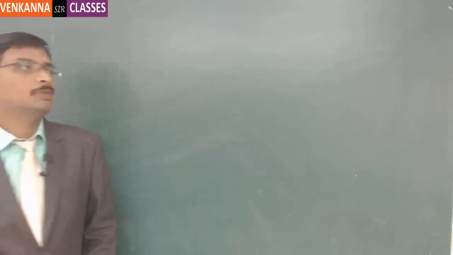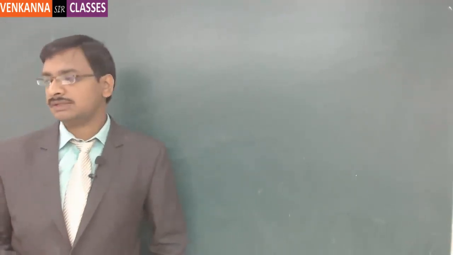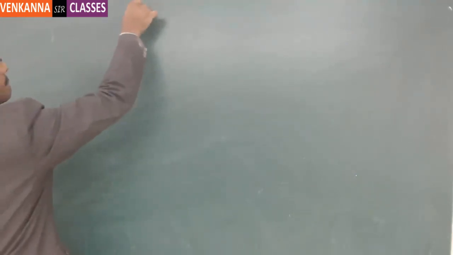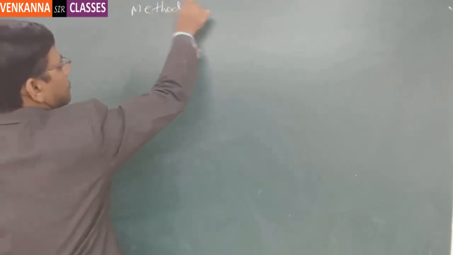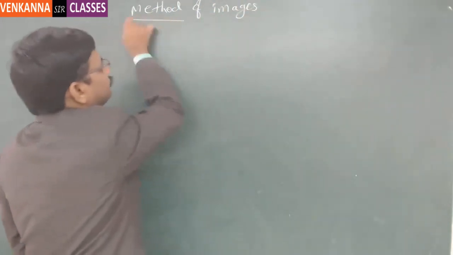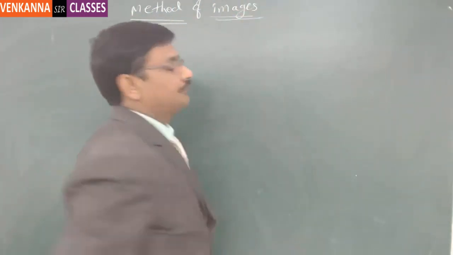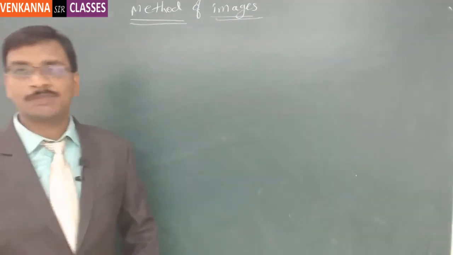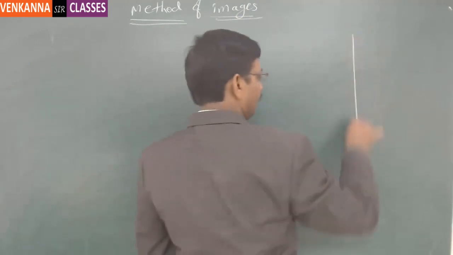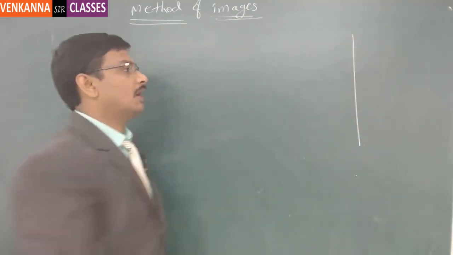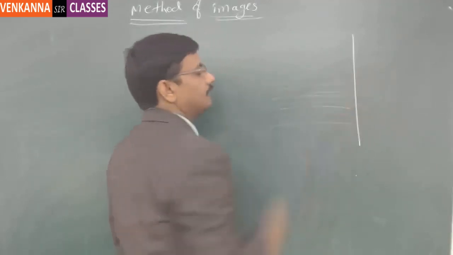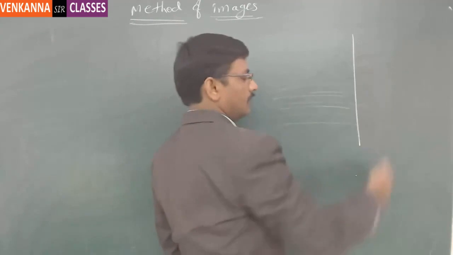Right. So we'll be discussing the sources and sinks. The next topic will be the method of images. In the method of images, suppose there is a boundary present, maybe a rigid boundary. Suppose I have a rigid boundary here, and this is the fluid, and on the other side, there is no fluid, let us say.